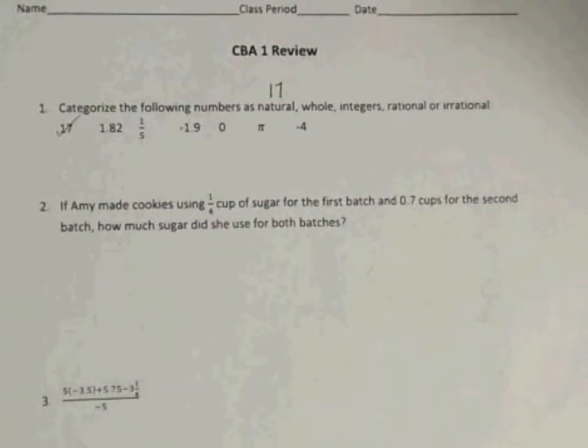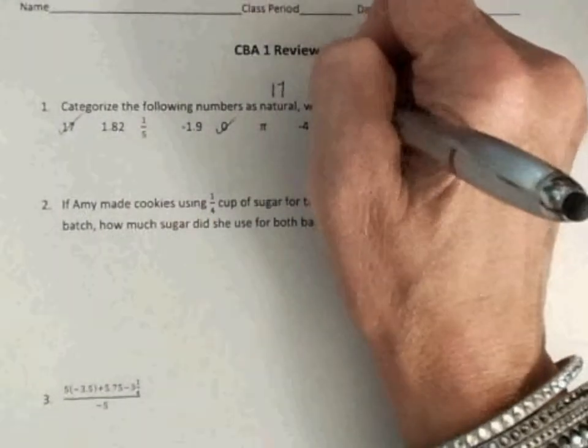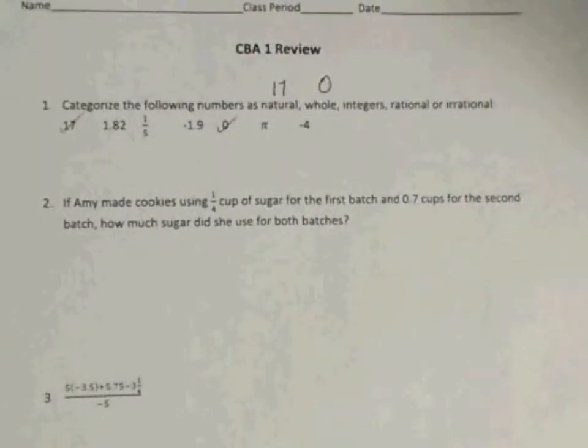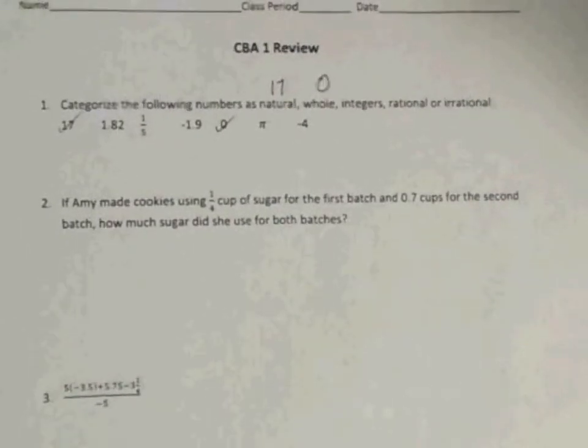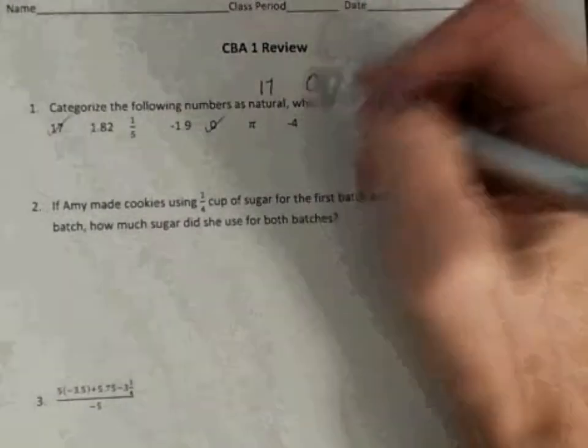So whole numbers is next. Remember, whole numbers is all the natural numbers plus 0. So we happen to have 0 down here. So we're going to put 0 above whole numbers. Integers. Integers are all the natural numbers plus 0 plus their opposites. So the only one out of the ones we have left that would fit into that category is -4.